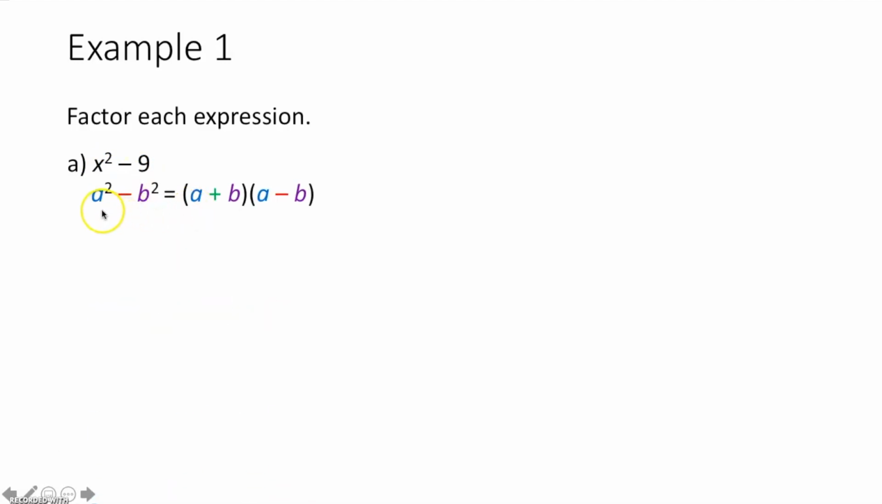So the shortcut looks like this. A squared minus b squared is equal to a plus b times a minus b. The only issue, the hardest part of this whole thing, is figuring out what is your a and what's your b.